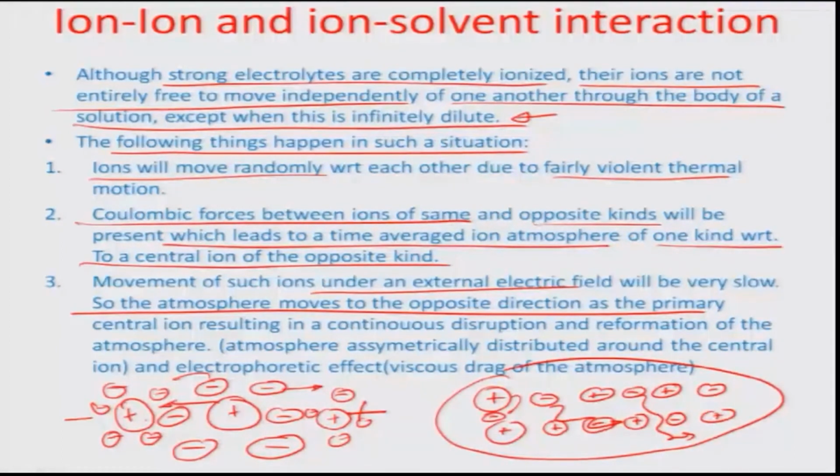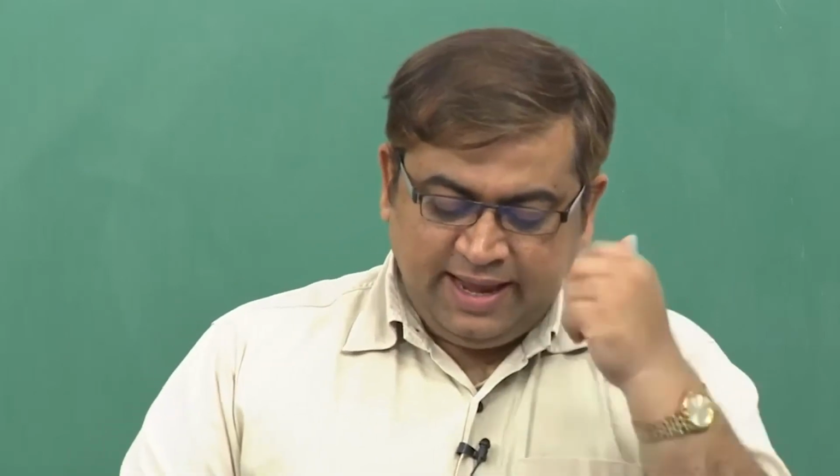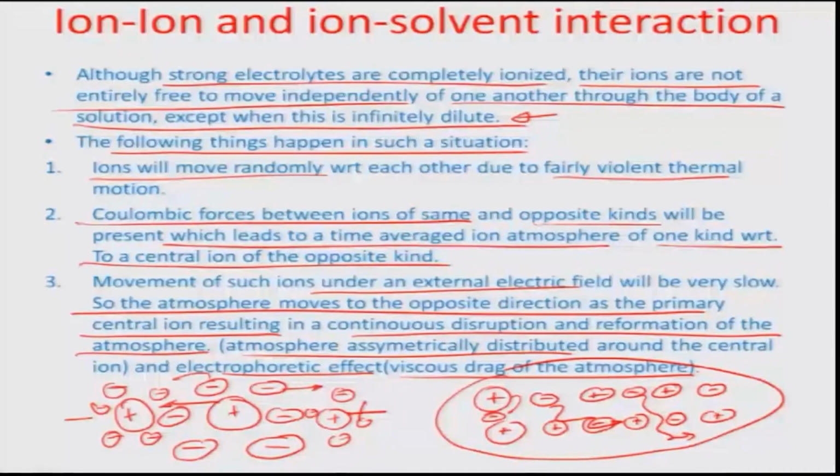So you can think of that movement of such ions under an external electric field as very slow. The atmosphere moves in the opposite direction to the primary central ion, resulting in a continuous disruption and reformation of the atmosphere, and the atmosphere is asymmetrically distributed around the central ion. There are many effects like electrophoretic effects, that is the movement of a charge in a solution which has exactly the other kind of charges, and there are also effects related to viscous drag of the atmosphere. Mind you, this is all in fluid, so any movement of any particular ion would definitely have a drag force which is exactly in the other direction.